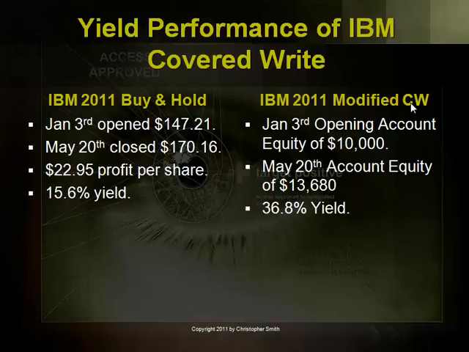All right. With the modified covered call, what we did is we used about 10 grand in our account equity. That was the starting account equity. And then on May 20th, when we closed the trade out, we had $13,680. So we made $3,680, which is a 36.8% yield.